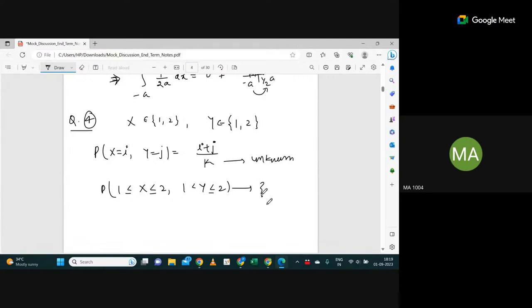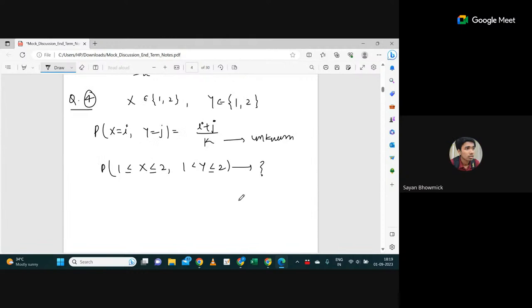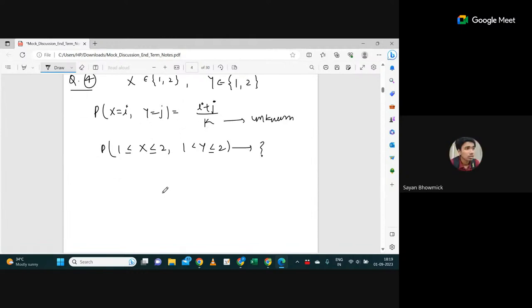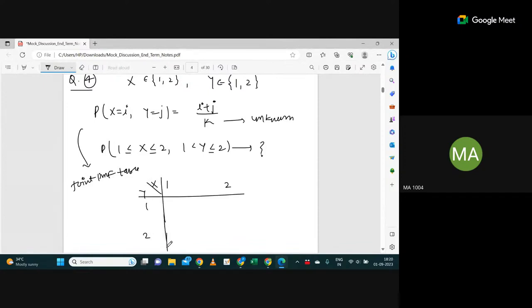Now, what should be the first step? We have to calculate the value of k. Correct. So what is a good approach? Make the joint PMF table. Possible values of x are 1 and 2. This is x, this is y, and for y also it's 1 and 2, correct? If I put 1 and 1, I will get 2 by k. If I put 1 and 2, I will get 3 by k. Then again 3 by k.